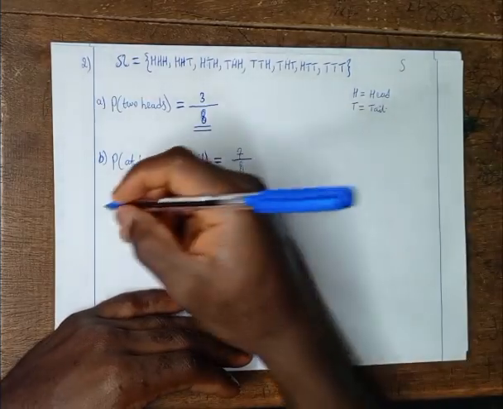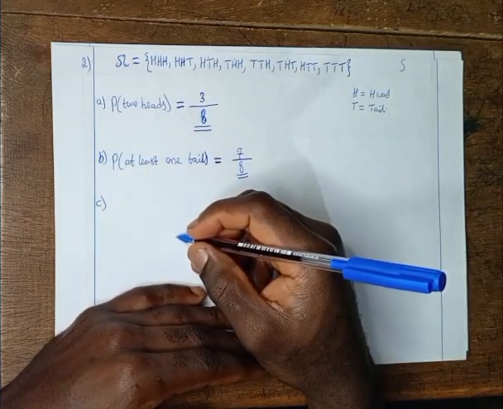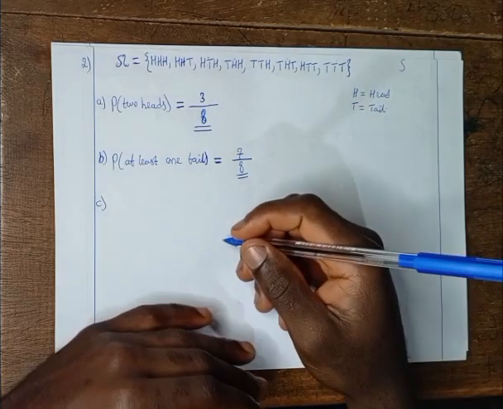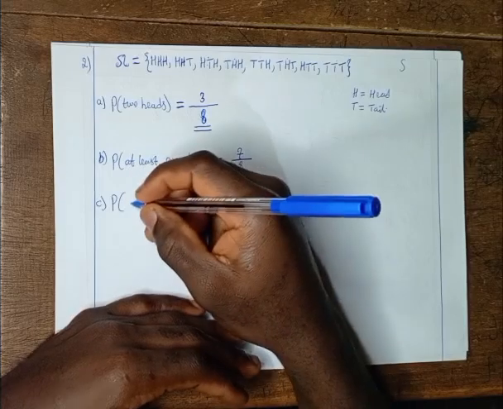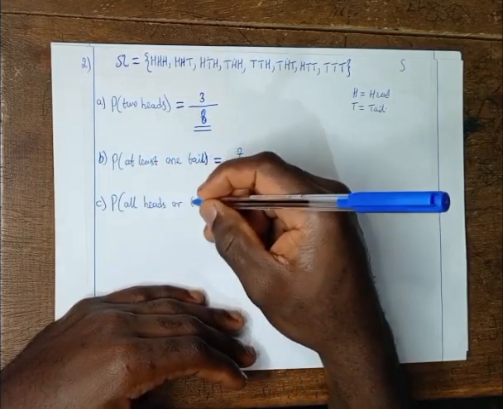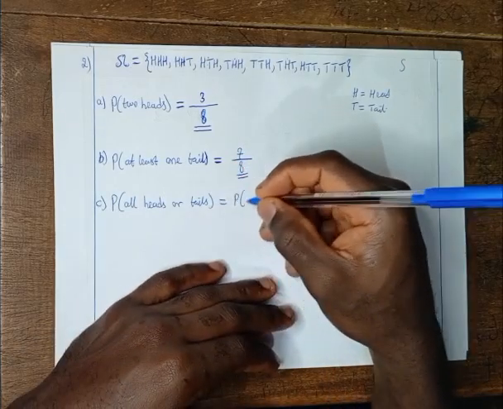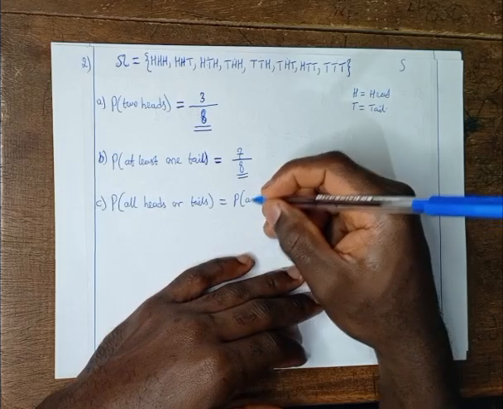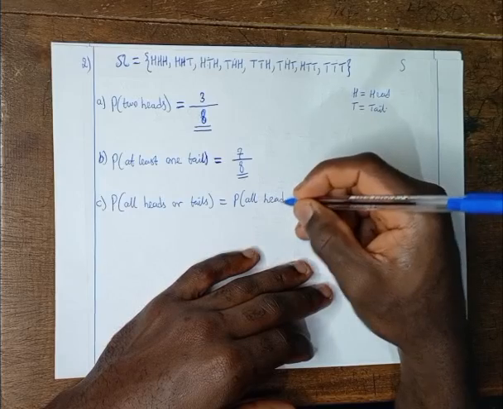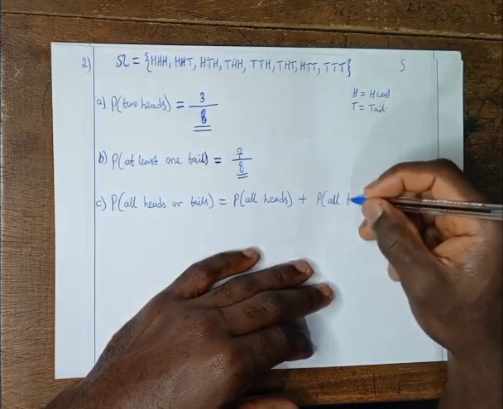Next, we go now to question C. C says all heads or tails. That means we have all the 3 as heads, or all the 3 as tails. P of all heads or tails, we know this will simply be equal to the probability of all heads plus the probability of all tails.